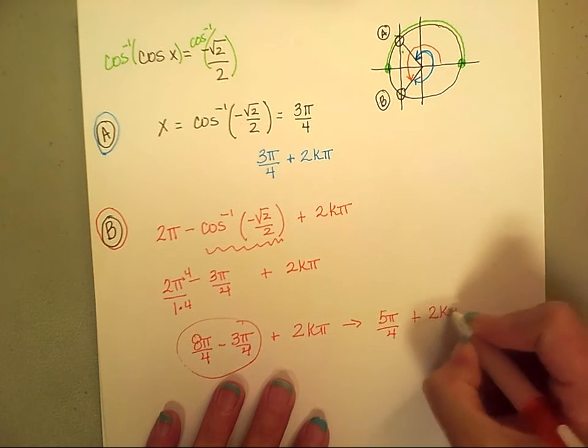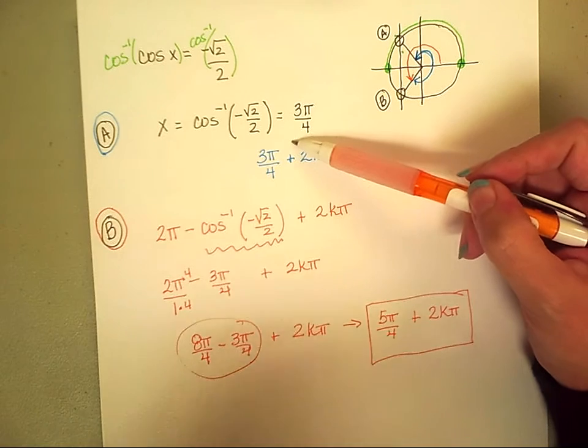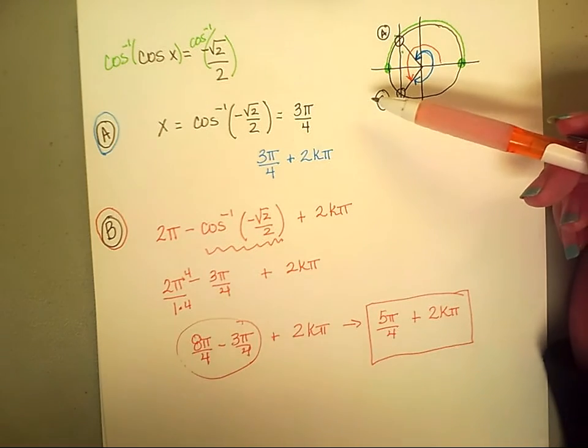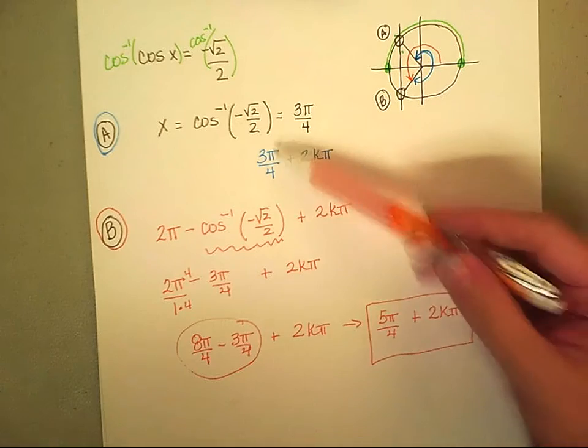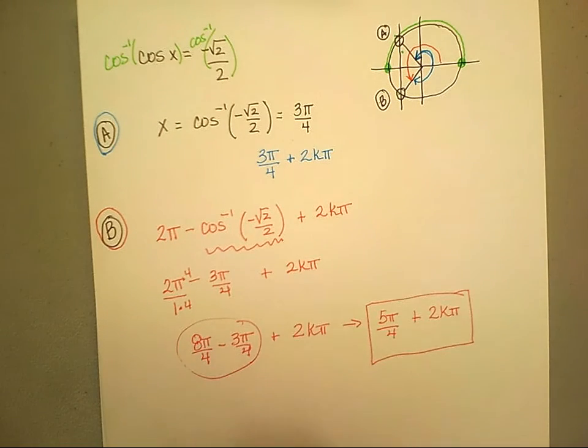plus 2k pi. So this inverse cosine method we actually use when we're doing this. It's just we keep these committed to our brain, so we're doing that step in our head. So this is going to take some practice, but we can get it down.